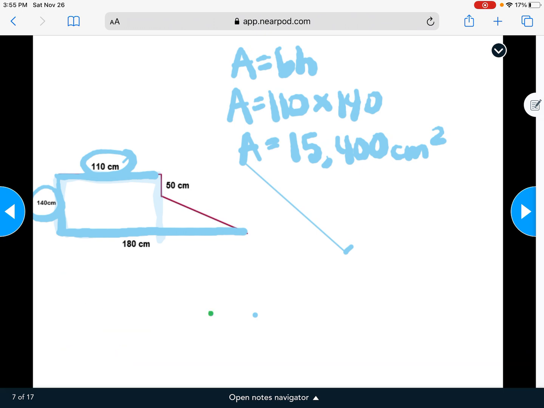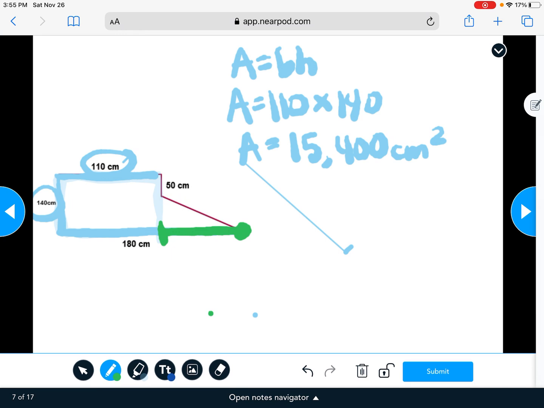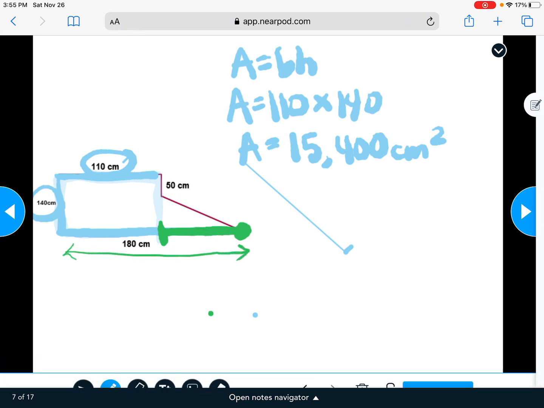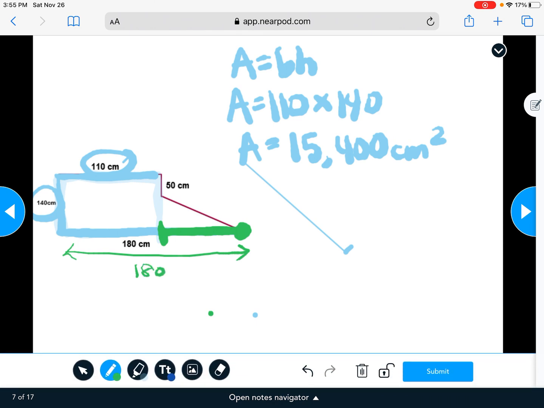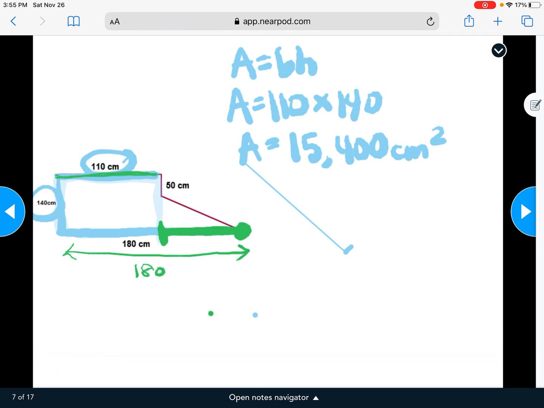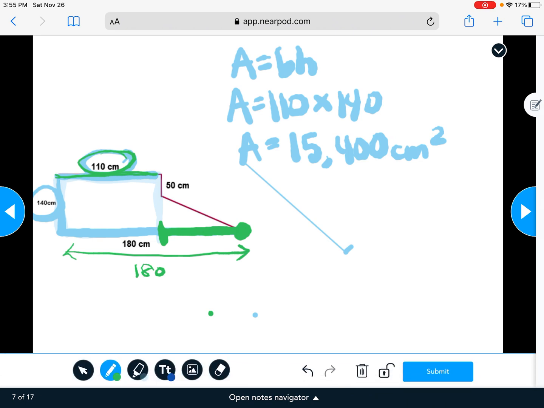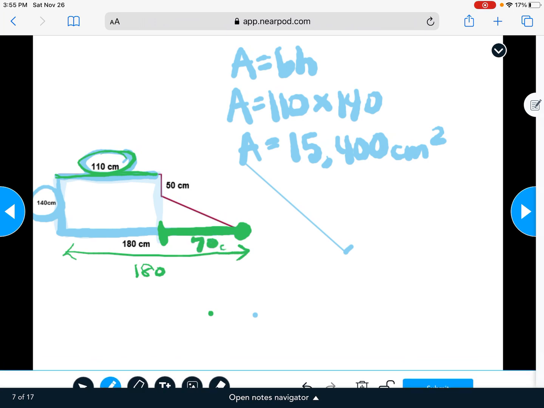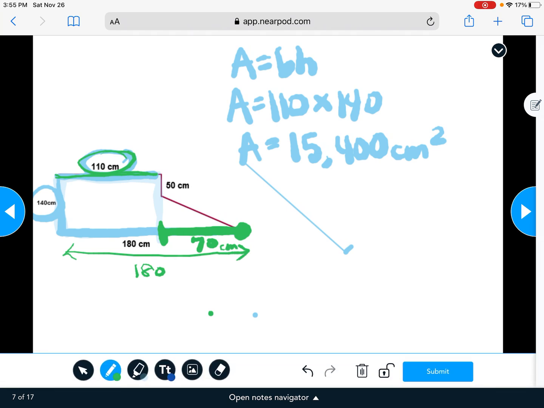Now for the triangle, a little bit trickier here. So for the triangle, the base is just this measurement from this line to that point. 180 represented this whole thing. So this was 180. This measurement up top, that measured part of it, 110. So if I subtract 180 minus 110, I get 70 centimeters for the base of my triangle.